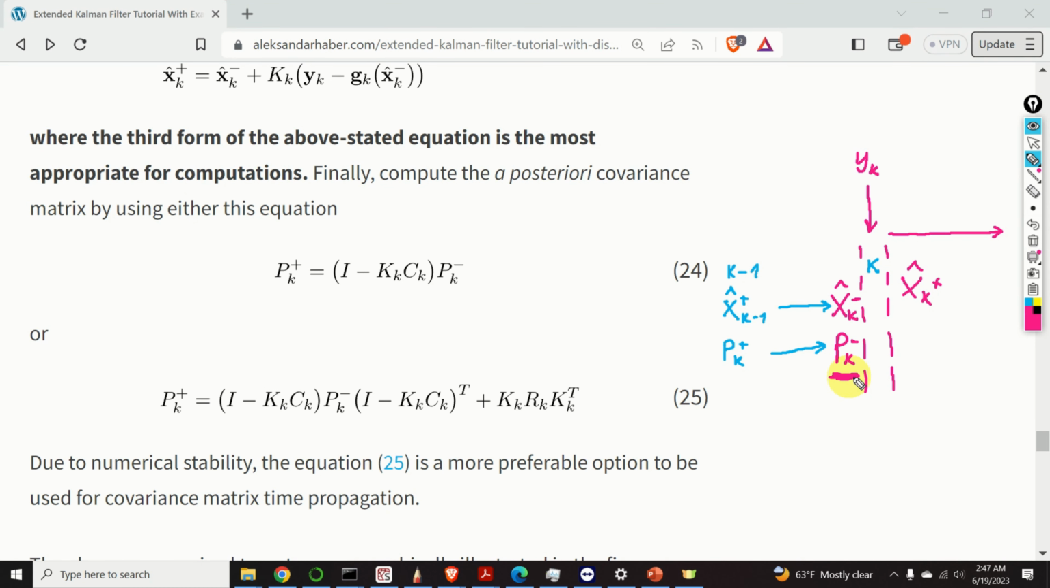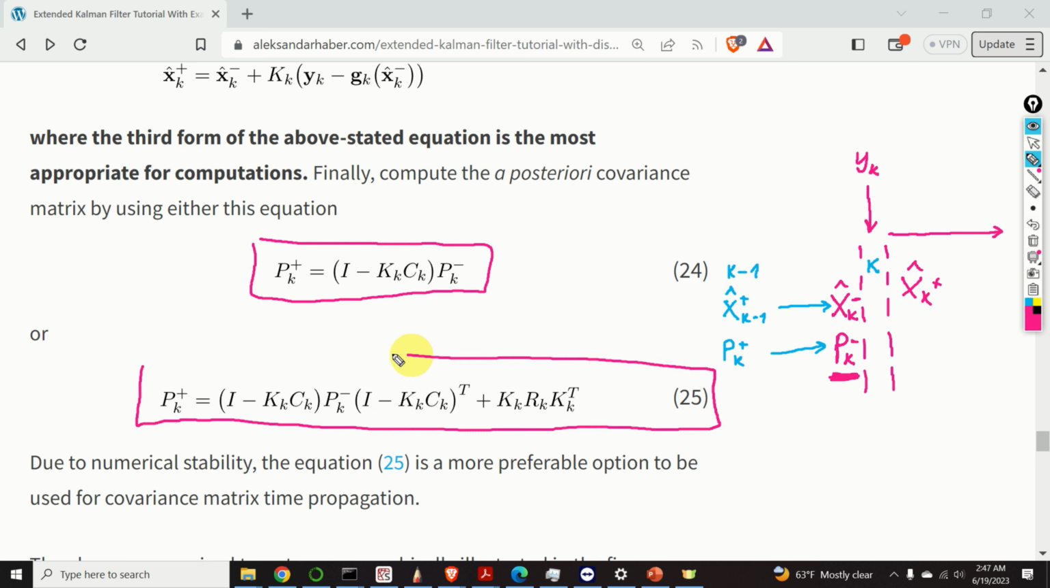We still need to update our a priori covariance matrix. We can update this matrix, that is, we can compute the a posteriori covariance matrix by either using this equation or this equation. Equation 25 is more preferable from a numerical stability perspective, and consequently my advice is to use this form. By using equation 25 and by using the values of K k, C k, P k minus and R k, we can simply compute P k plus. That is, we can compute the a posteriori covariance matrix.